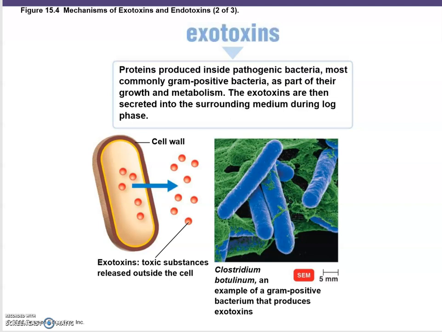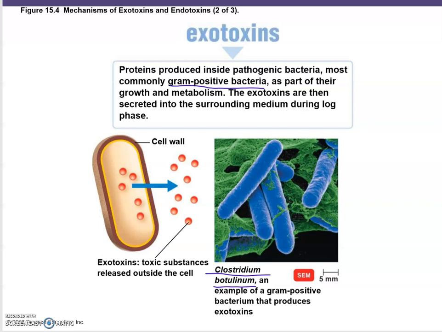Now let's take a closer look at exotoxins and how they work. Most often, the exotoxins are produced by gram-positive bacteria. Here the example is given. We're going to use Clostridium botulinum producing Botox, botulinum toxin. And the bacteria, they will produce the toxin inside. Most often it's called an AB toxin. We'll take a closer look at that in a minute.